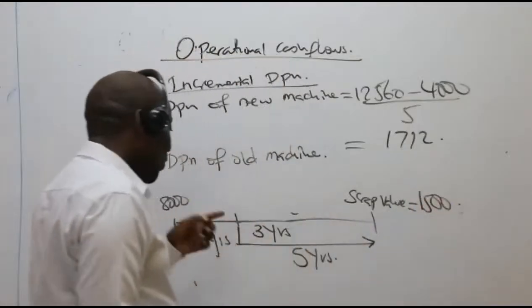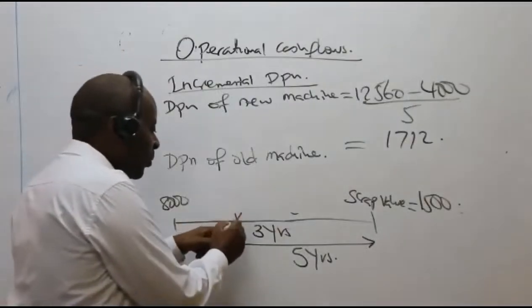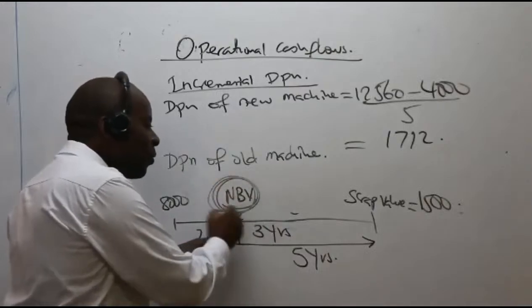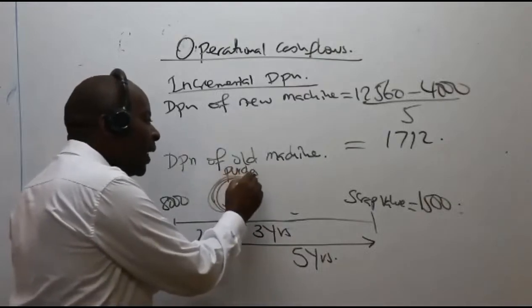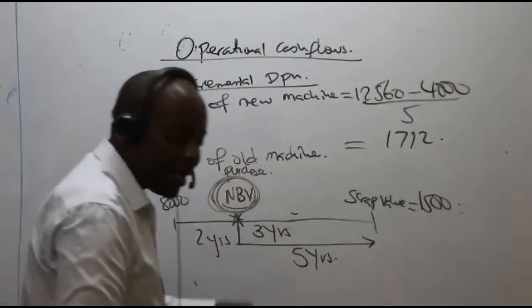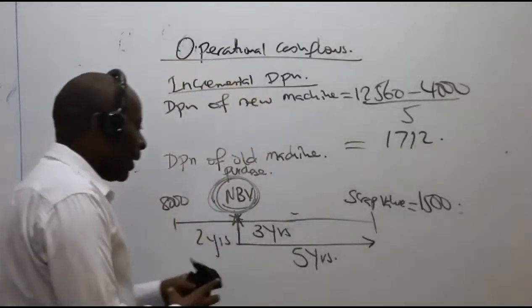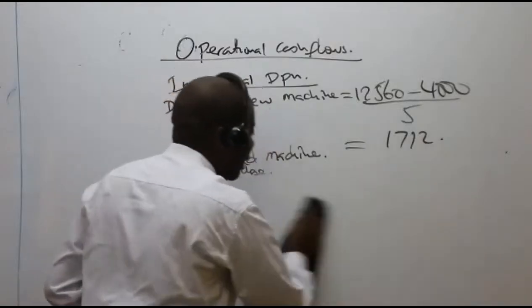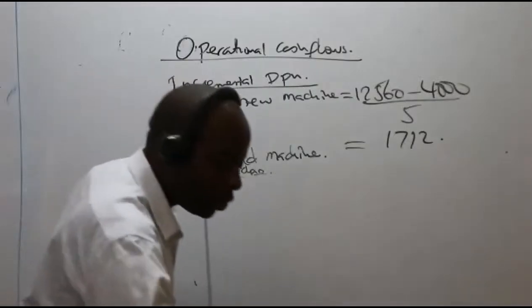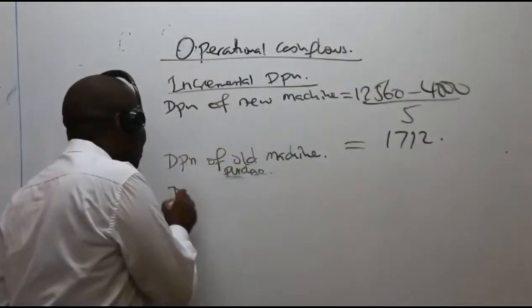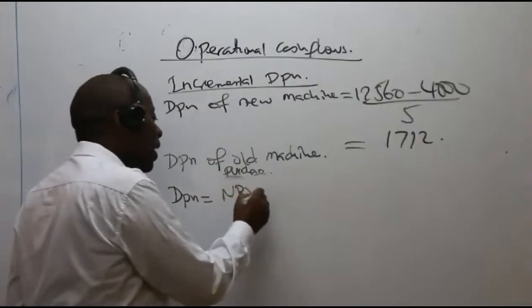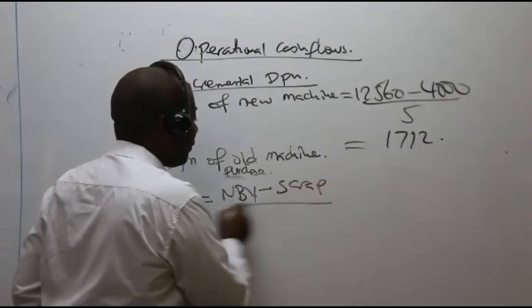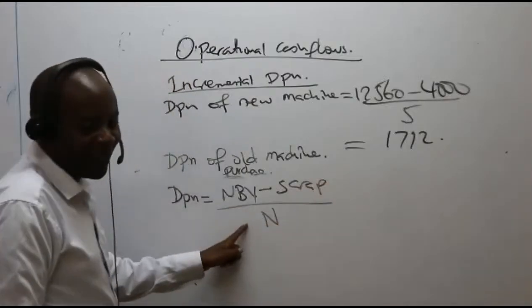But now the question comes: what figure should we put here? Ladies and gentlemen, here we should work with NBV, net book value, as our purchase. And that is why in section 1, you are told that whenever there is a revaluation or a change of useful life, for you to get depreciation, take net book value as at the time of revaluation minus the scrap, all over n.